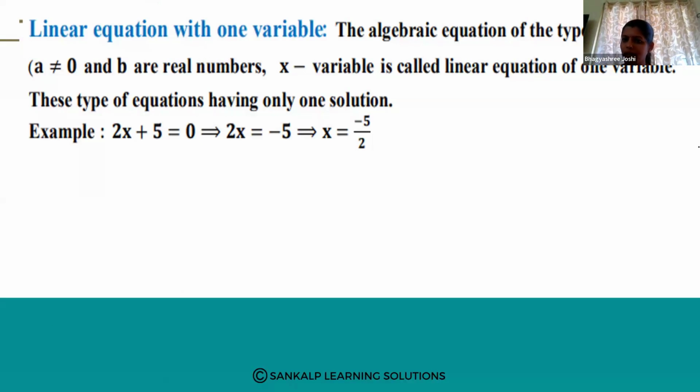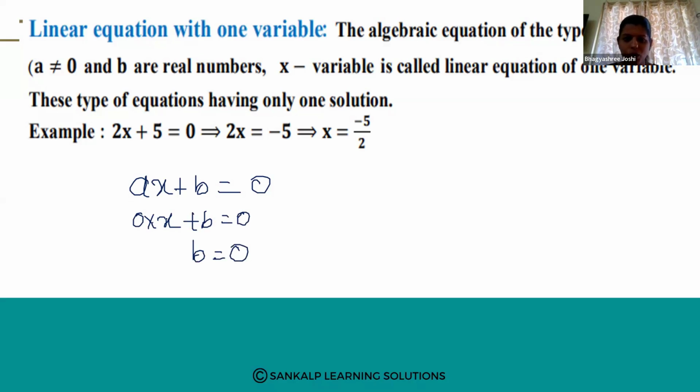Okay, the algebraic equation of the type ax plus b is equal to 0, where a is not equal to 0 and a and b are real numbers, x is a variable, is called a linear equation of one variable. See, this is the general form of a linear equation, right? If a becomes 0, what will happen? 0 into x is 0 only, plus b is equal to 0. What will you get? b is equal to 0.